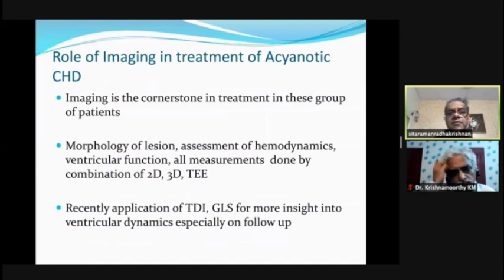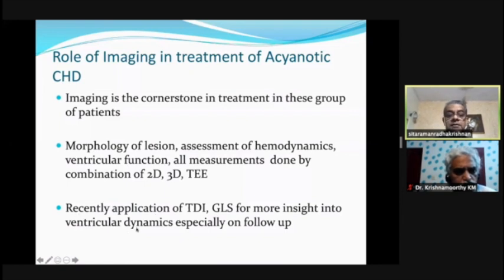I'm going to briefly talk about imaging, since this is an Indian Academy of Echocardiography meeting for acyanotic congenital heart disease. Imaging is the cornerstone in treatment in these group of patients. The morphology of the lesion, hemodynamic assessment, ventricular function, all measurements, whatever is necessary, are done with a combination of 2D echo, 3D echo in a certain group of patients, and of course, transesophageal echo can also be used.